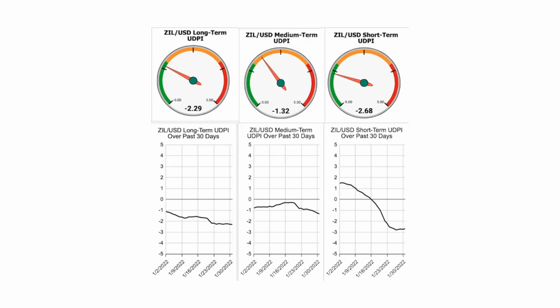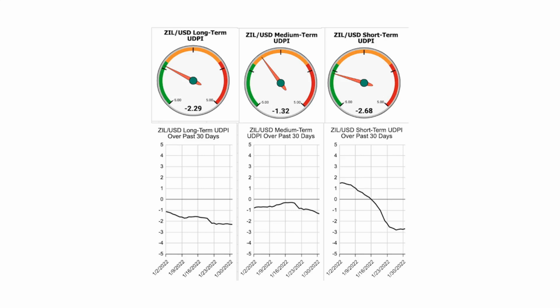The way to read this is that when you see a needle pointed to the left in the green zone, that means that there's plenty of upside potential that the model considers realistic for that time frame, and relatively limited downside potential that the model considers realistic for that time frame. When it points to the right, the opposite. So when it's in the red zone, that indicates that the model considers only limited upside potential to be realistic for that time frame, but plenty of downside potential to be realistic for that time frame.